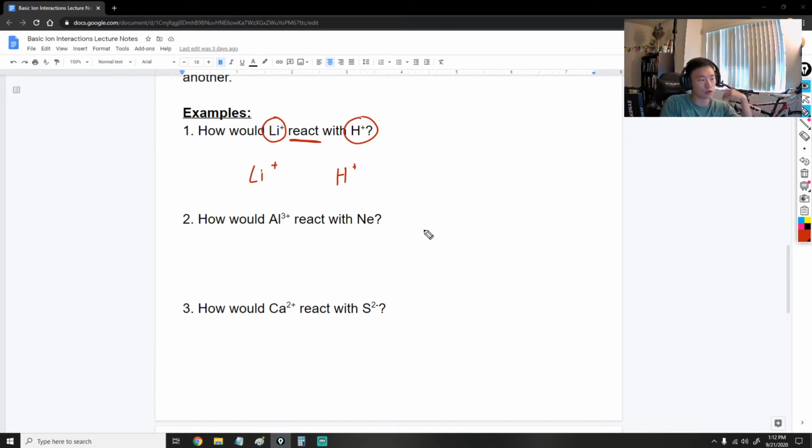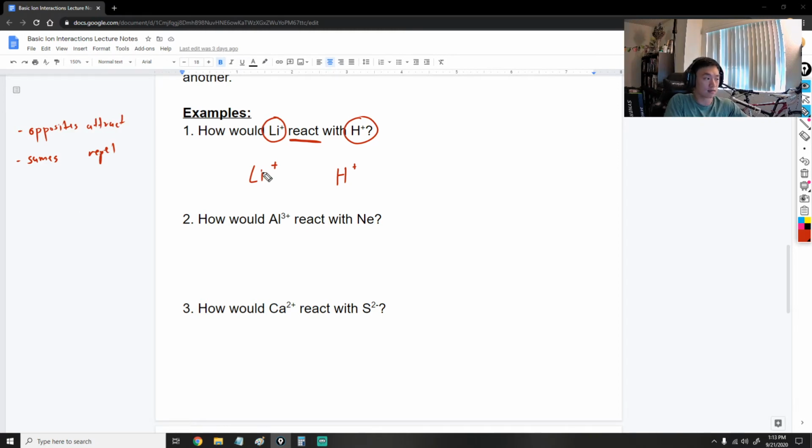So let's just think back to our notes. What did we say about ions? We said that opposites attract, and we said that same charges repel. Okay, so we just need to look at the charges on these ions and figure out, are they opposites or are they the same? It looks like Li is positive, hydrogen is positive. So which one of these rules are they going to follow? I'll give you a second to think about that.